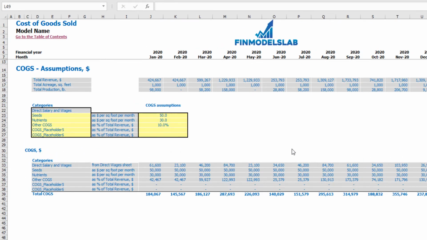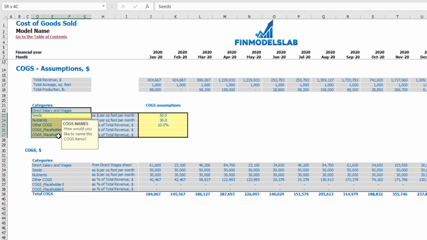On the cost of goods sold tab, you can input up to 5 different categories or components of your cost of goods sold. The first line item is reserved for direct salaries and wages, which is calculated on the direct wages tab. So this is already calculated, you don't need to change any assumption here.